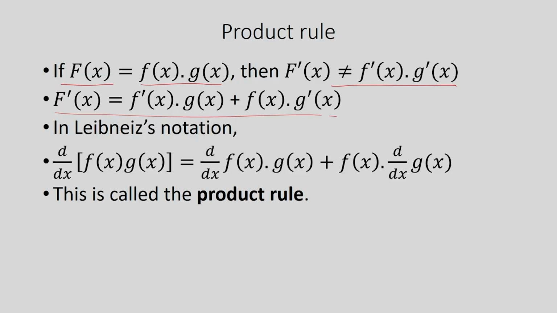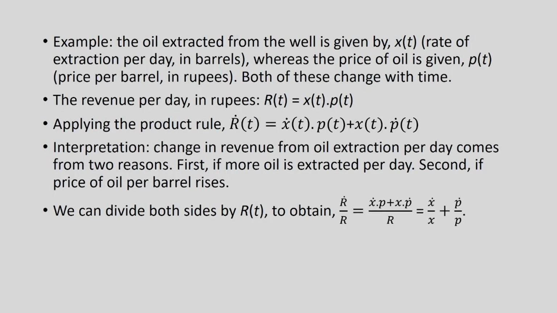So, if we use the Leibniz notation, then this is how it looks like. d dx of f x g x is equal to d dx of f x multiplied by g x plus f x multiplied by d dx of g x. This is called the product rule. So, here is an example of how we can use the product rule.